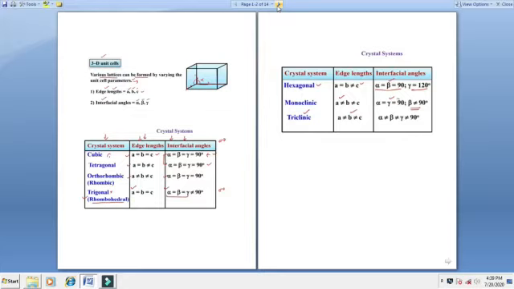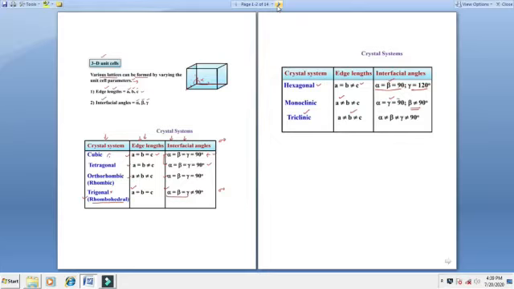Second category is tetragonal crystal system. In this, what we have done, we have made one side unequal. That means any two sides are equal. a equals b, but b is not equal to c. And the angles are all equal and equal to 90 degrees. Alpha equals beta equals gamma equals 90 degrees.